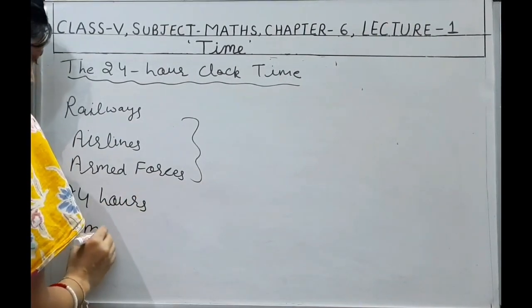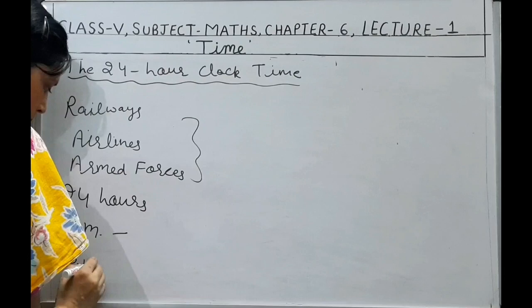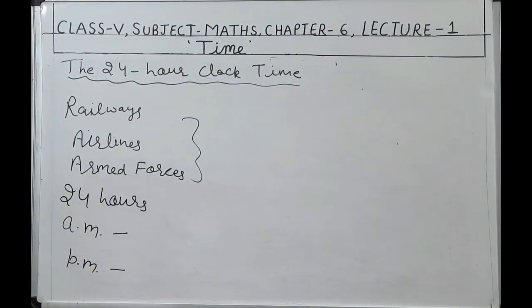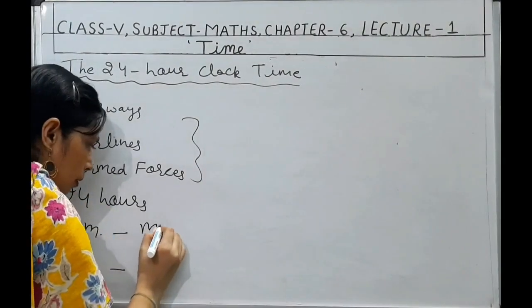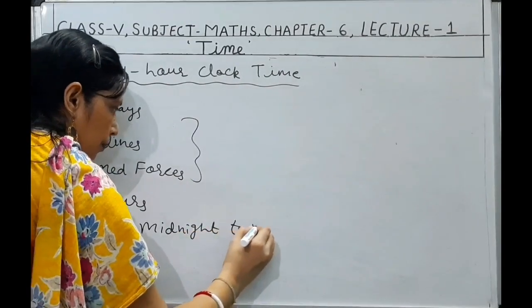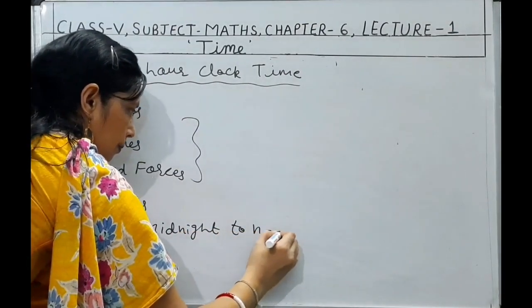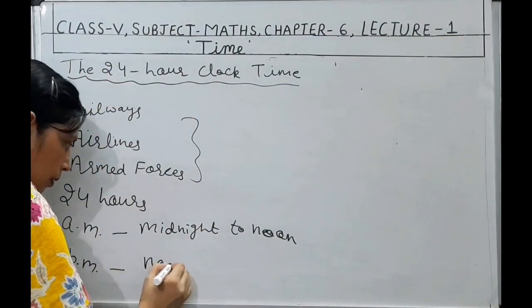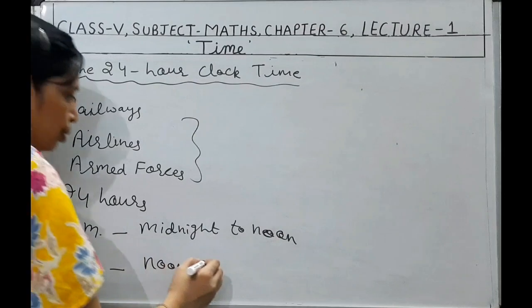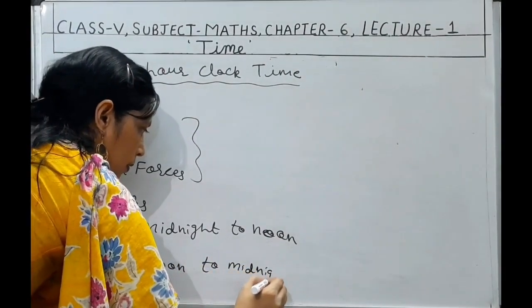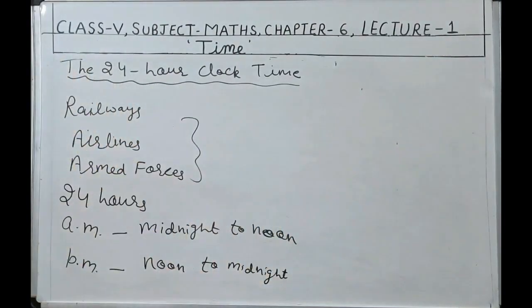And what is this AM time and PM time? We use AM to tell the time running from midnight to noon, and PM time, the time running from noon to midnight. Okay.